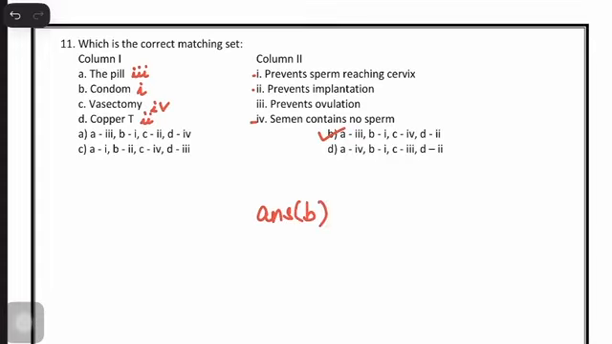Let's see the other options. A3 correct, B1 correct, C4, C2 incorrect. So A goes wrong. Option C says A1. The very first one goes wrong. D says A4. That is also wrong. So answer is option B.